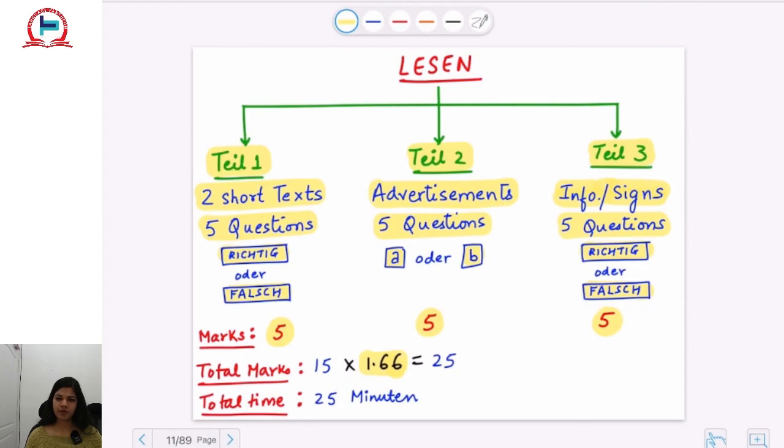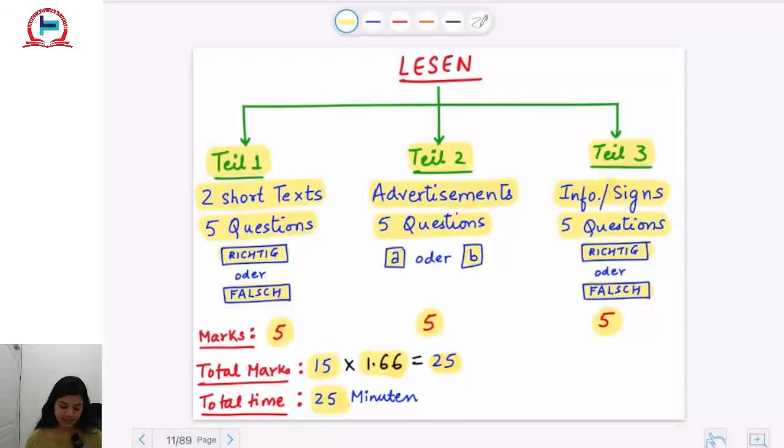Now total 5, 5, 5, that is 15. This 15 is multiplied by 1.66 to get the total out of 25. I told you all the 4 parts are for 25 marks. And the total time that you get for doing all the three parts is 25 minutes. You have to complete all the three parts in 25 minutes.